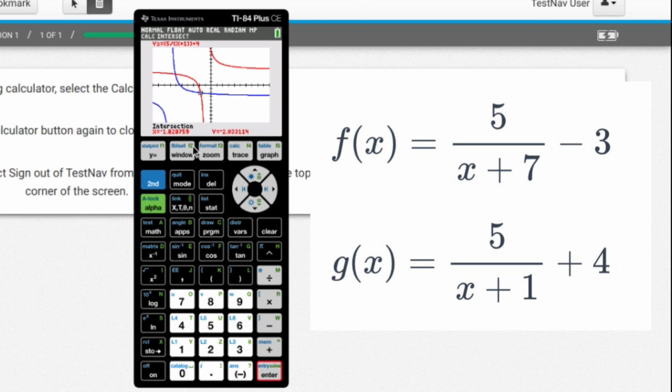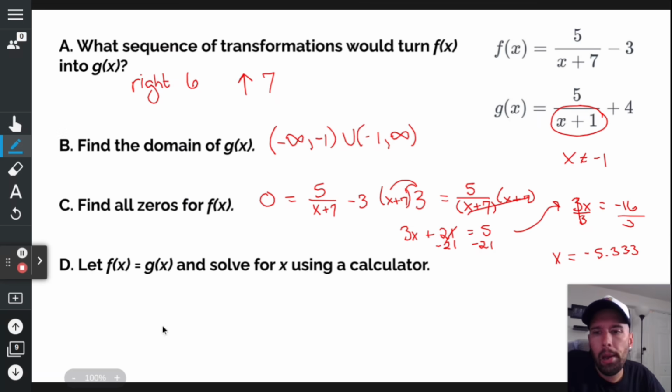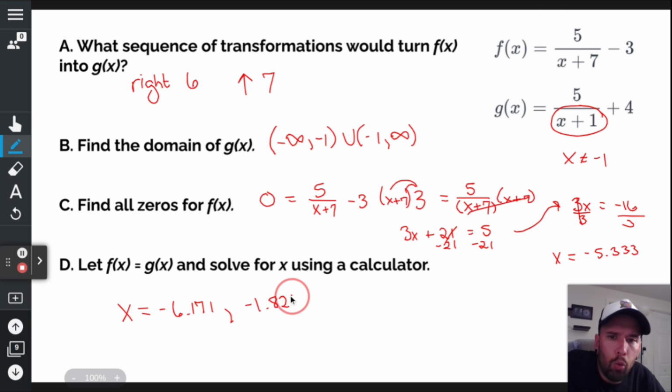Okay, and it appears to be negative 1.82875. So that'll round to negative 1.821. So those are my 2 zeros. Okay, I shouldn't say zeros, those are my 2 x values. Okay, negative 6.171 and negative 1.821. So we got x equals negative 6.171 and negative 1.821.